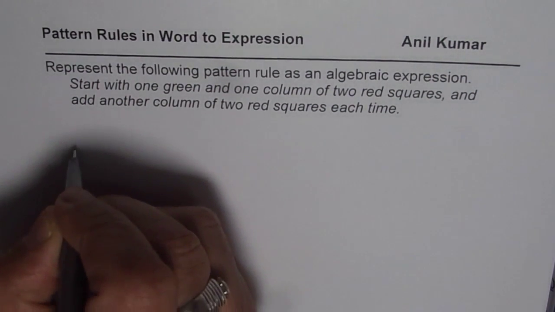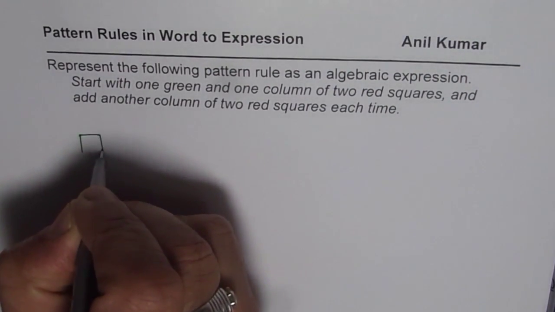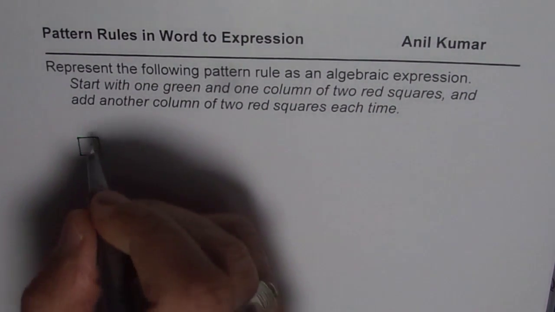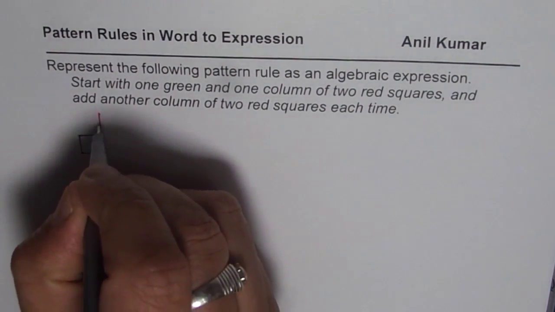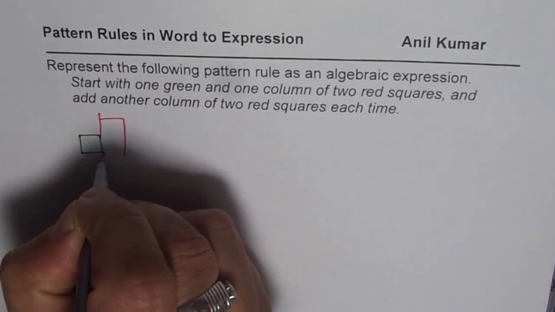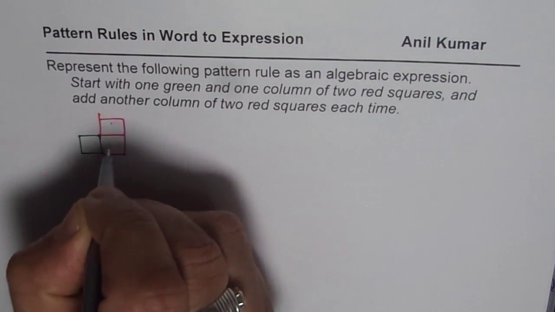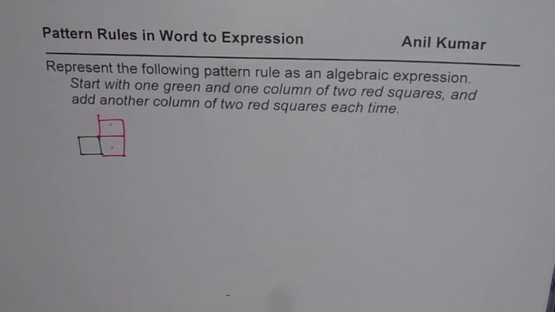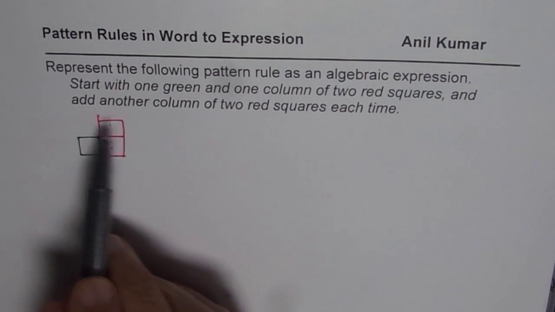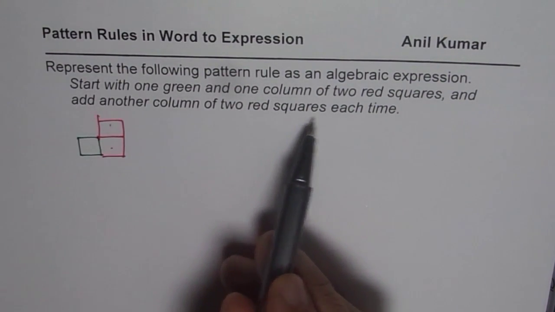It says start with one green. So let's start with one green box like this, okay? And one column of two red squares. So that means one column means kind of like this, right? So two red squares. So these are my two red squares. And add another column of two red squares each time.